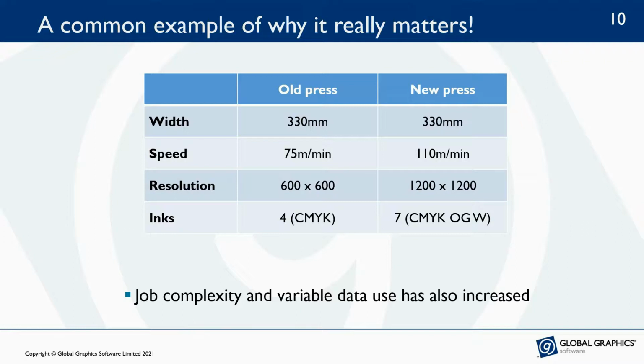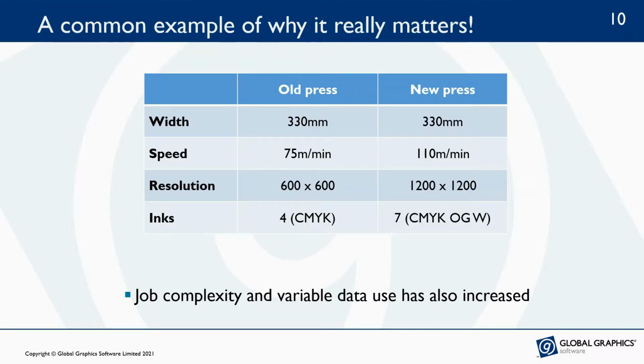Imagine a narrow web label press, but bear in mind that the same discussion could be applied to any print sector. Let's assume that the current press is 330 millimeters or 14 inches wide, prints at 75 meters, 250 feet per minute, at a resolution of 600 by 600 dpi, and in 4-color, CMYK. That's typical of narrow web label presses sold in 2019 and 2020.